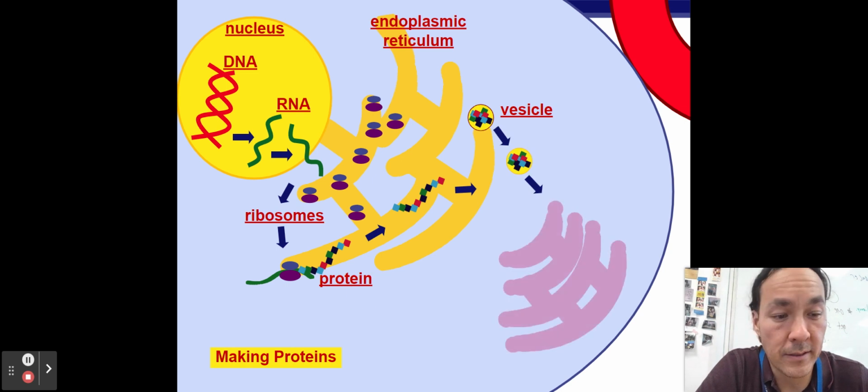And the Golgi apparatus looks like a lot of pita pockets put together. So we've made this protein. It's starting to take shape, etc. But we take it here, and this is where it's going to be modified, and then it's going to be shipped out of the cell.